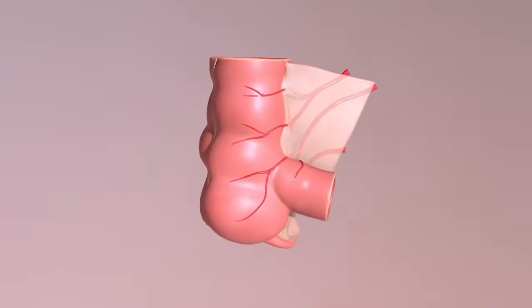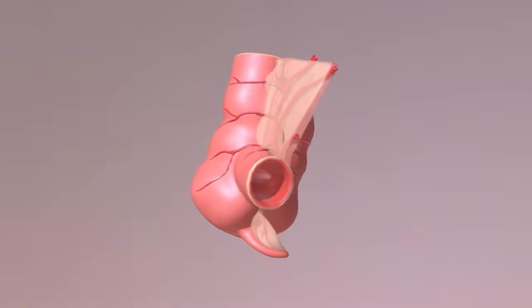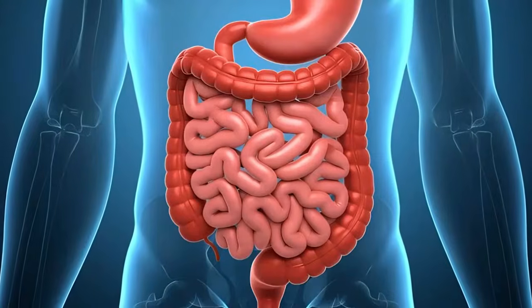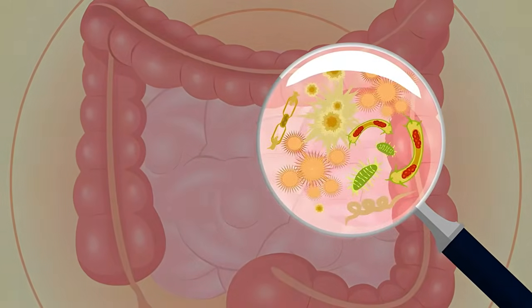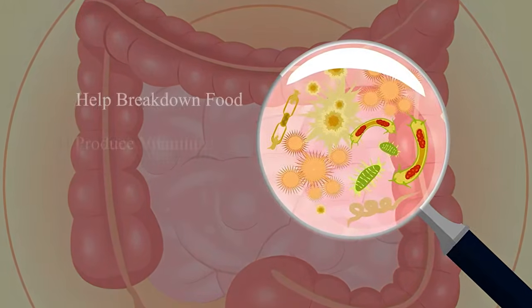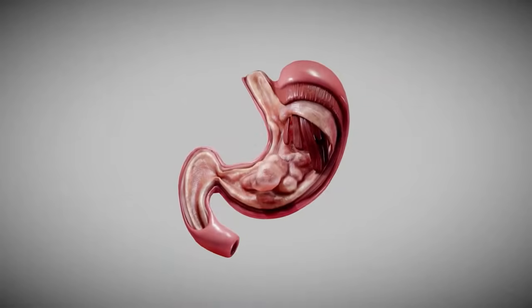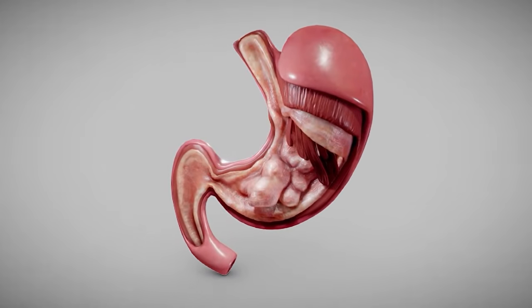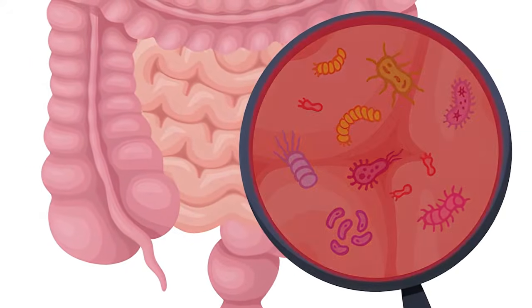Let's take a closer look at the two main functions scientists now believe the appendix performs. Number one: a safe house for good bacteria. Your digestive tract, especially the colon, is home to trillions of good bacteria. These bacteria help break down food, produce vitamins, and protect you from harmful germs. When you get a serious stomach infection, for example, severe diarrhea caused by food poisoning, most of these good bacteria get flushed out of your intestines.